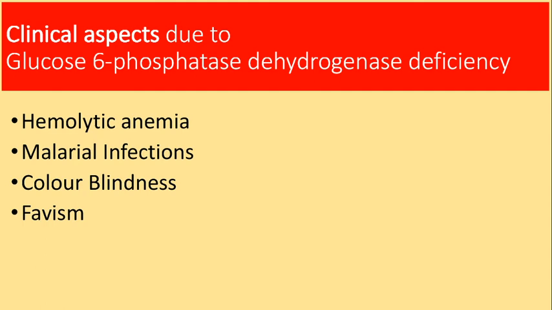So after the intake of fava beans, in patients with glucose 6-phosphate dehydrogenase deficiency, within 24 to 48 hours, lysis of erythrocytes will take place. So this type of hemolytic anemia, which is caused due to the toxic ingredient of fava beans, is called favism.